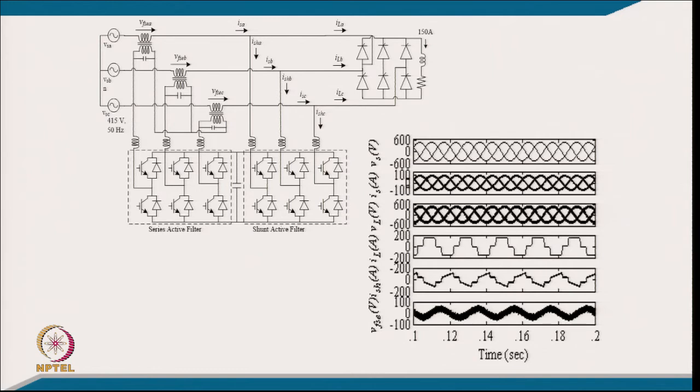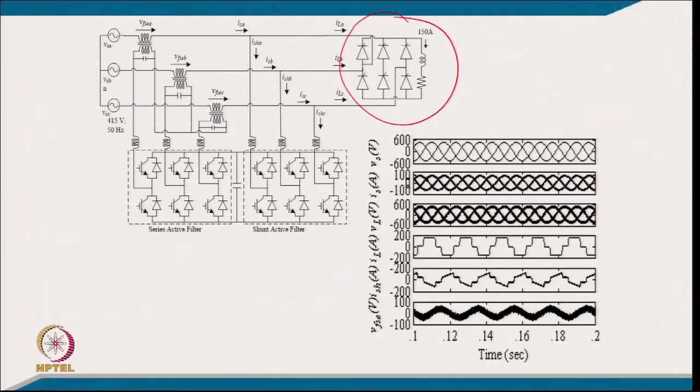So, this is a typical system. We have a supply and we have here the current fed load, and we have a universal active power filter. The series filter takes care of any sag and swell, so that the voltage across the load is regulated, and typically the shunt filter takes care of harmonics and reactive power of the load, and of course, if any circulating power is required.